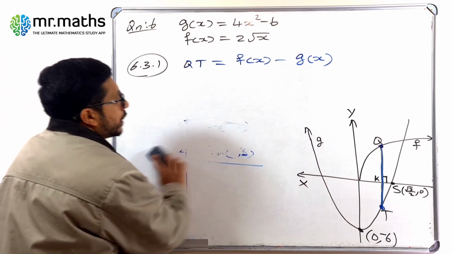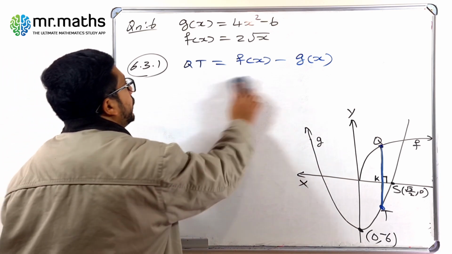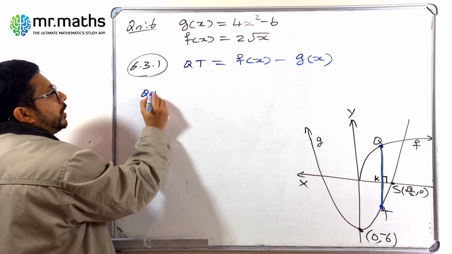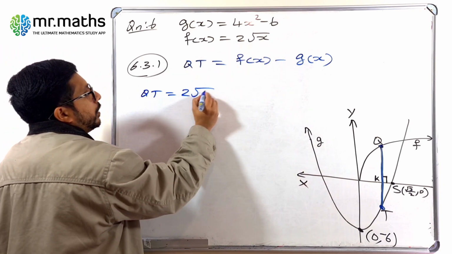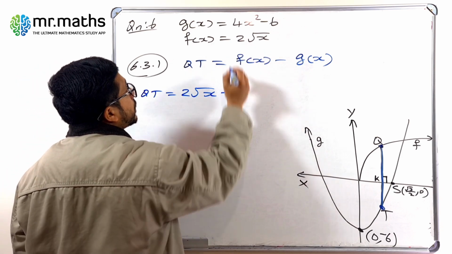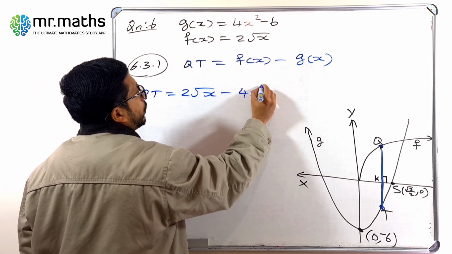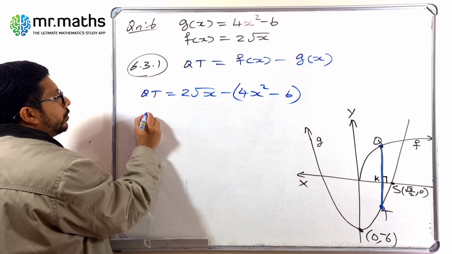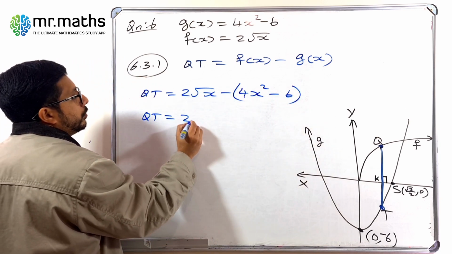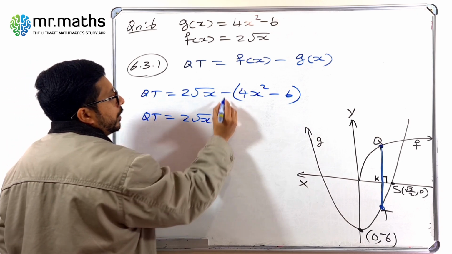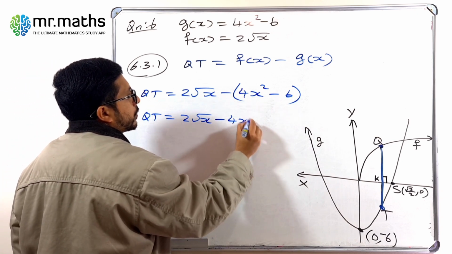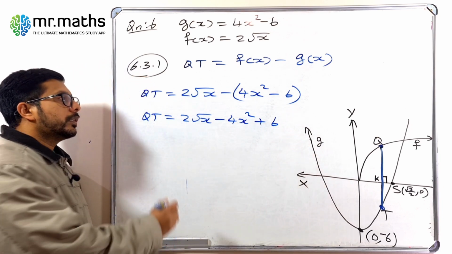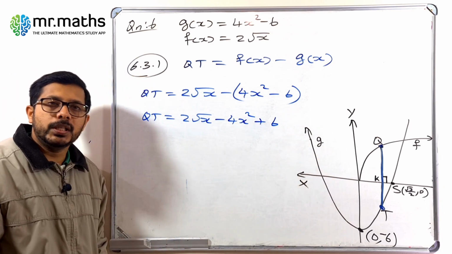Now, what is f of x? We know the equation of f of x is 2 root x. So QT is equal to 2 root x minus g of x, which is 4 minus 4x squared. You have to put it in a bracket, minus 6. So QT is equal to 2 root x minus 4 plus 4x squared, minus into minus is plus, 6. So this is the distance QT.